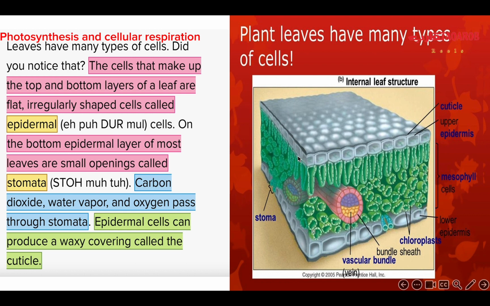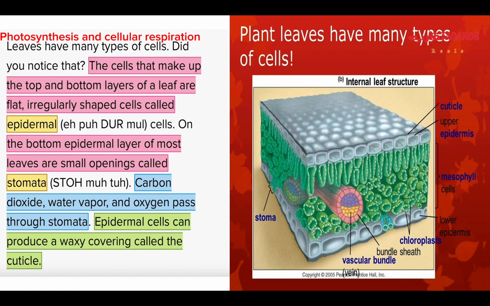Epidermal cells are flat and irregularly shaped. We have them on the top and bottom layer of the leaf. On the bottom epidermal layer of most leaves are small openings, as you see here. We call them stomata. So these are the stomata.